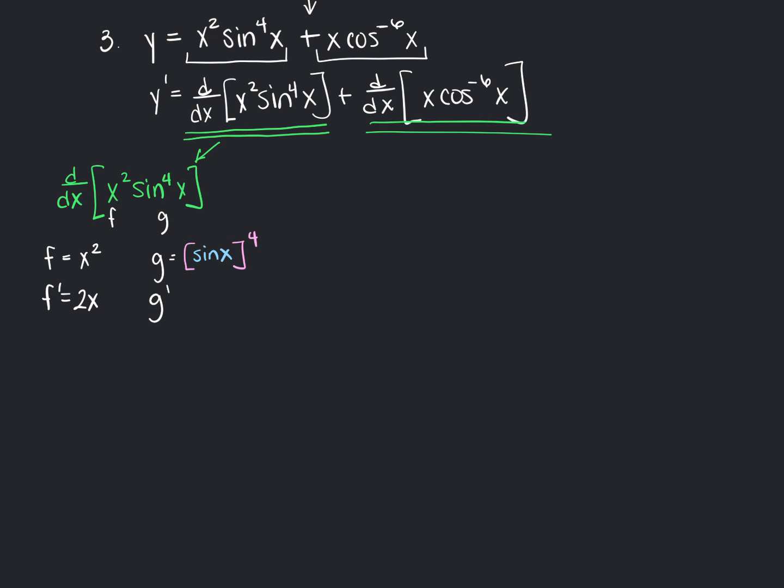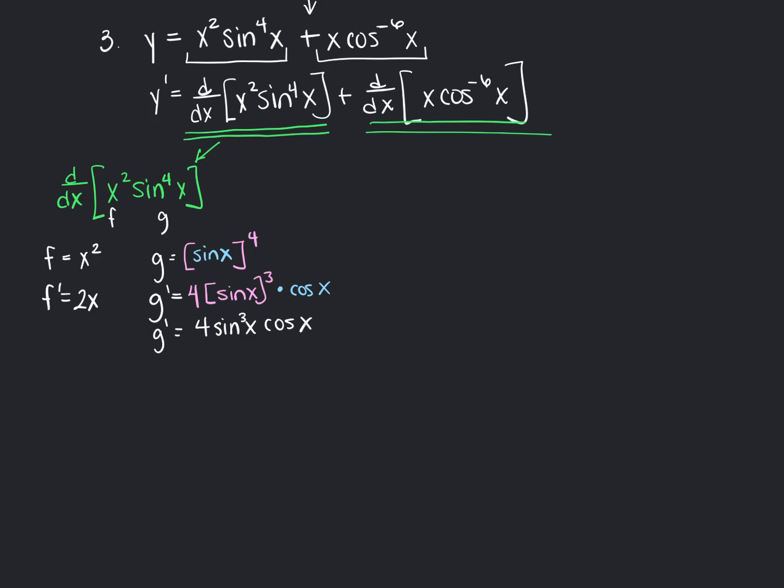But for g prime, I have a little work because I have the chain rule. So first I take the derivative of the outside, so 4 sine x cubed, and I'm going to multiply that by the derivative of the inside. So the derivative of sine x is cosine x. So we'll clean up g prime, and it becomes 4 sine cubed x cosine x.